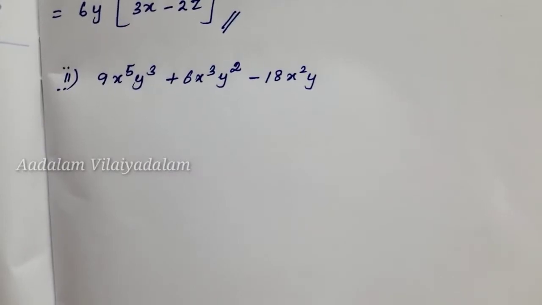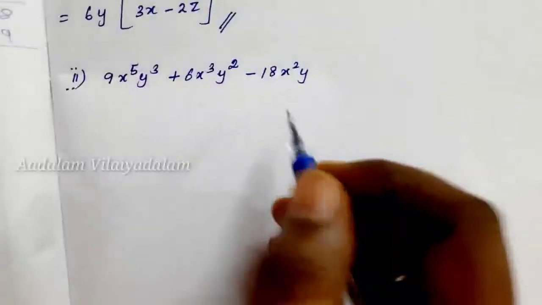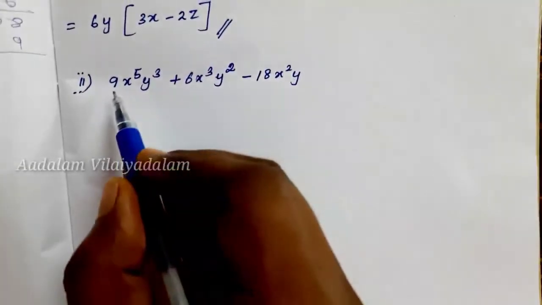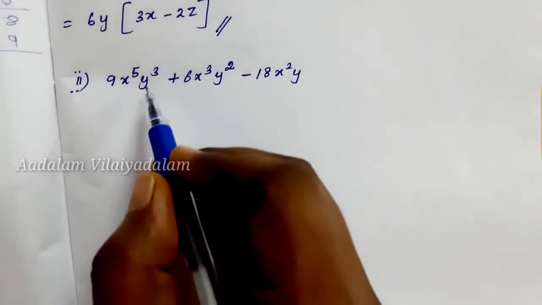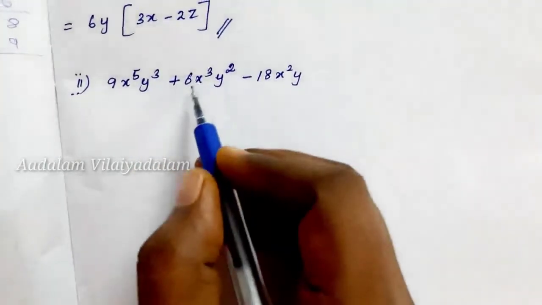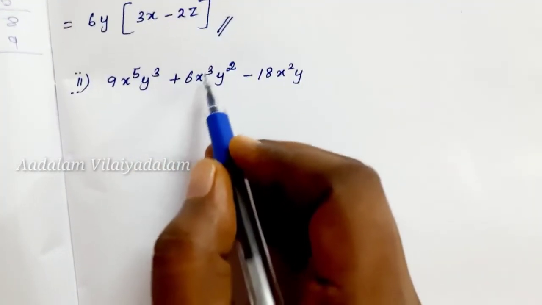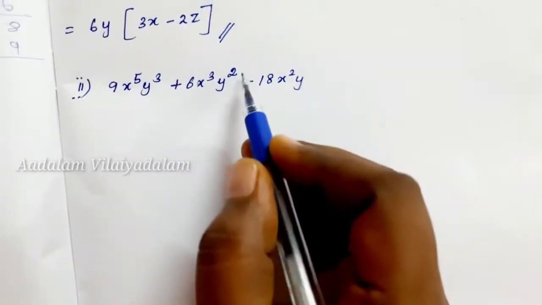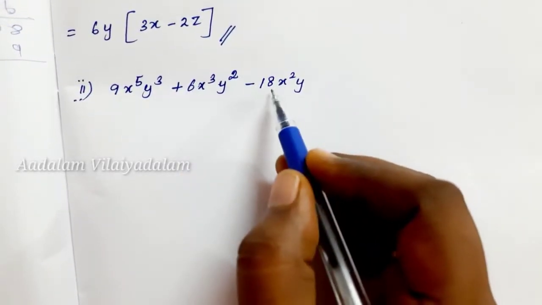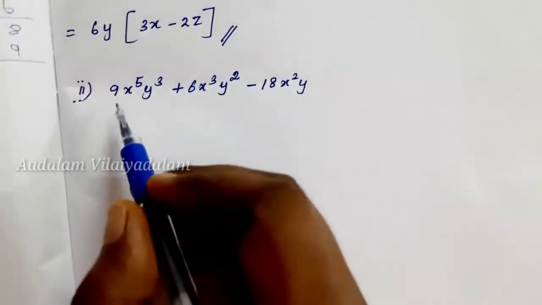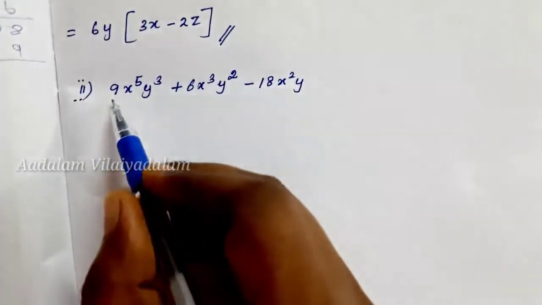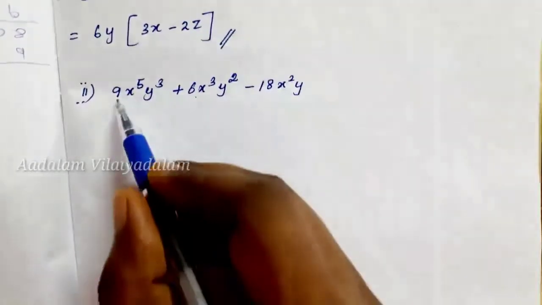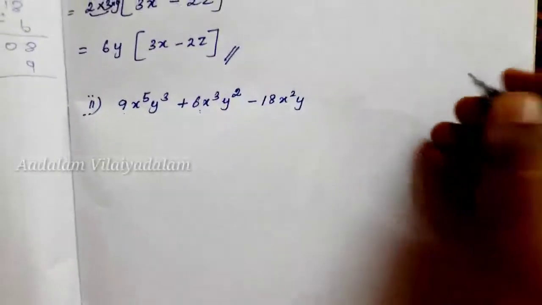Now the second subdivision. Just read it and understand what the common terms are. Let's find: 9x power 5, y power 3, minus 6x power 3 or x cube, y power 2 or y square, minus 18x square y. So in all these terms there are 9, 6, 18. So the coefficients are 9, 6, 18.